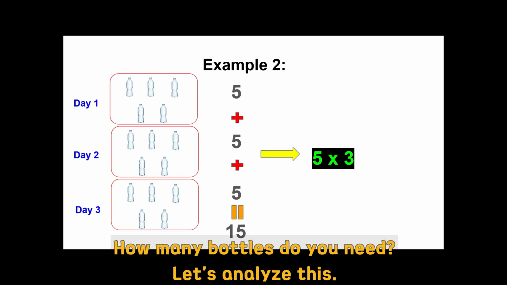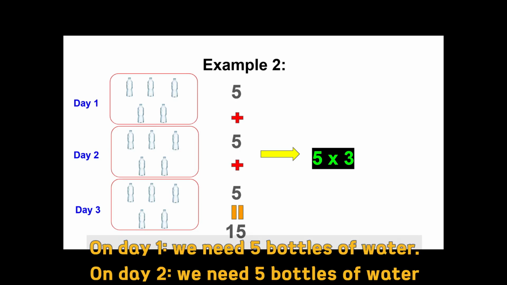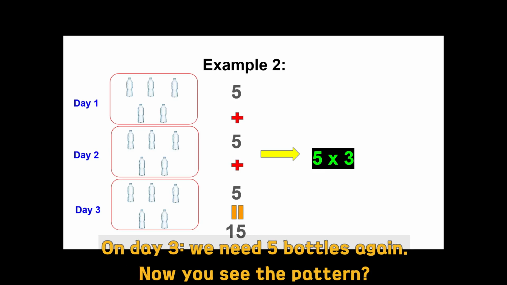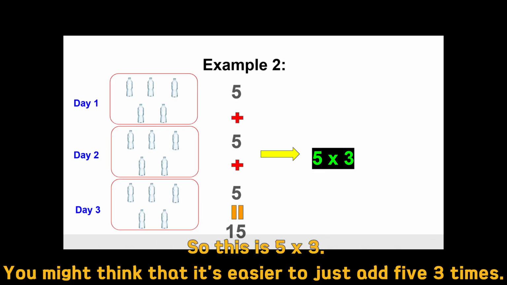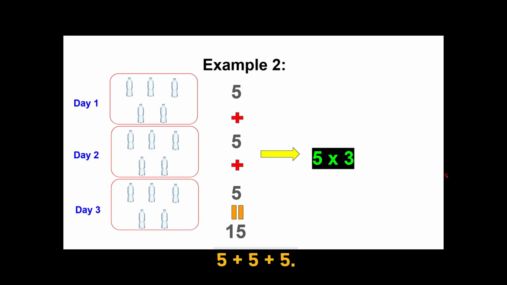Let's analyze this. On day 1, we need 5 bottles of water. On day 2, we need 5 bottles of water. On day 3, we need 5 bottles again. Now you see the pattern? What's the repeating number here? 5. It's repeating how many times? 3. So this is 5 times 3. You might think that it's easier to just add 5 3 times. 5 plus 5 plus 5.